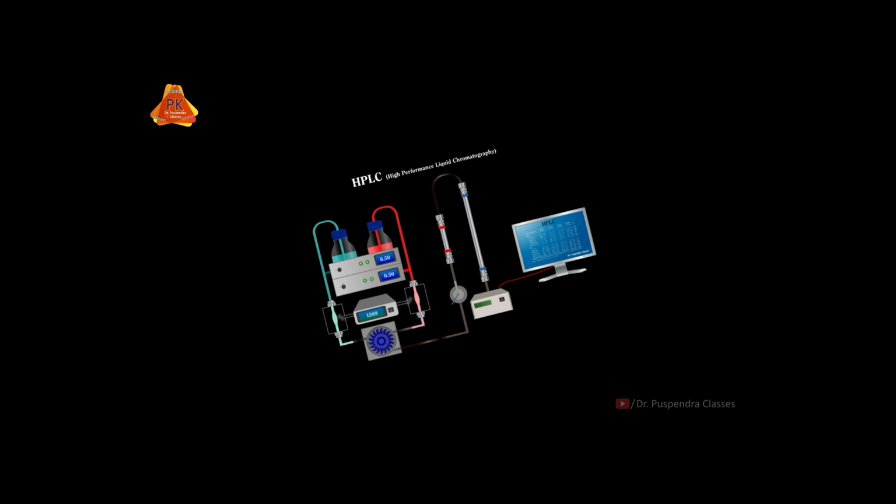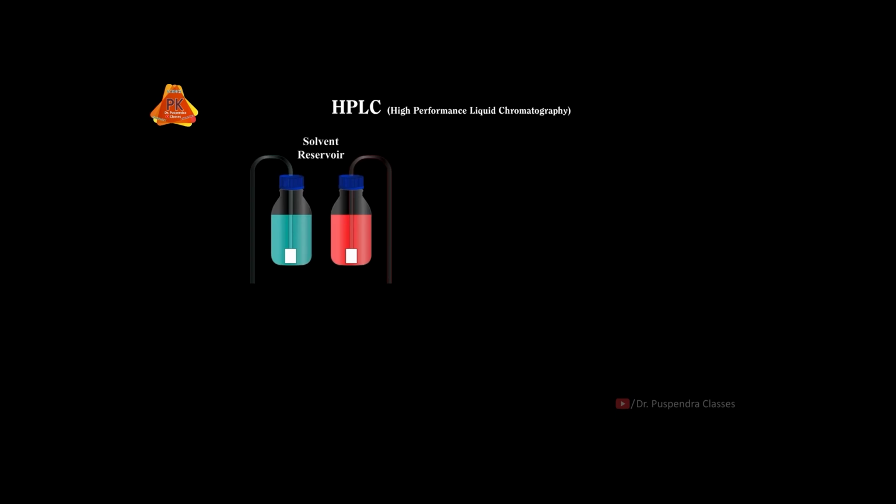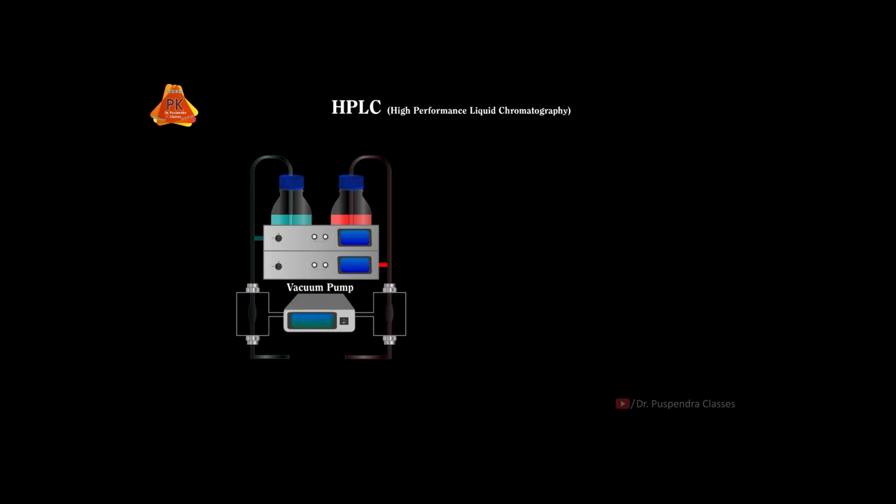In this animation, we are going to talk about instrumentation and working of HPLC. Full form of HPLC is High Performance Liquid Chromatography. HPLC instrument is constructed by combining different parts, which are solvents reservoir, which contains different solvents, HPLC pump, degasser, which is attached with vacuum pump, solvent mixing valve, sample injector.